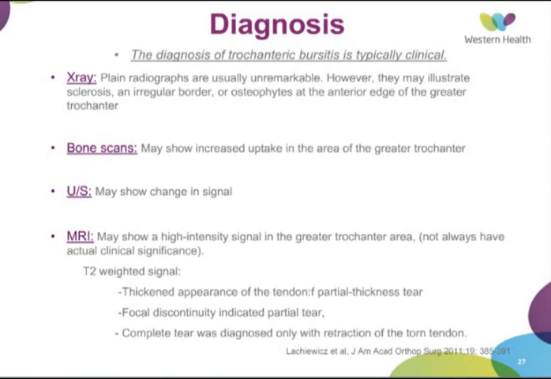If there's a partial thickness tear, this will appear as a thickened appearance of the tendon. If there is a partial tear, there is focal discontinuity in it, and the complete tear is normally diagnosed by the retraction of the torn tendon.